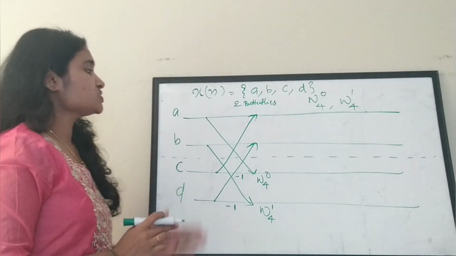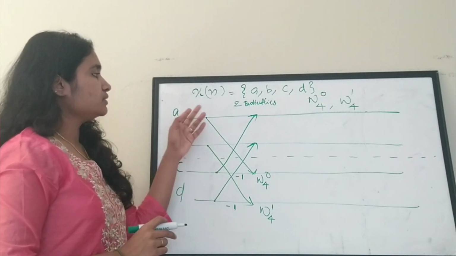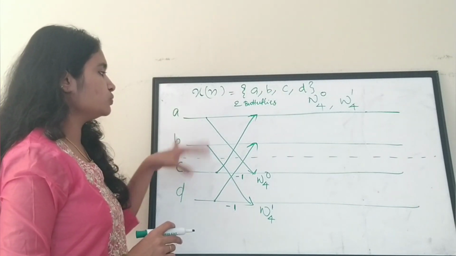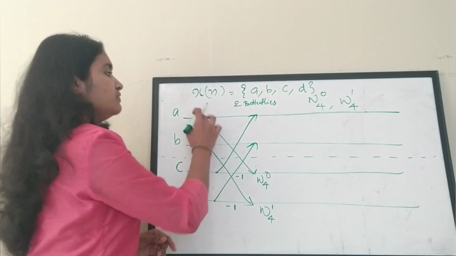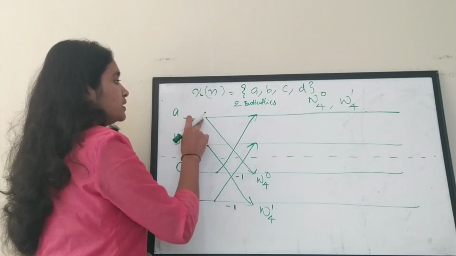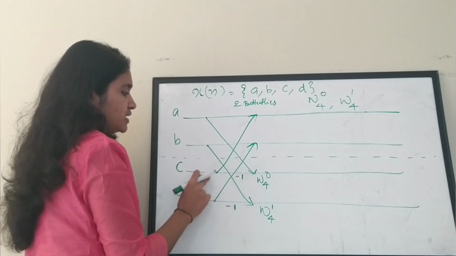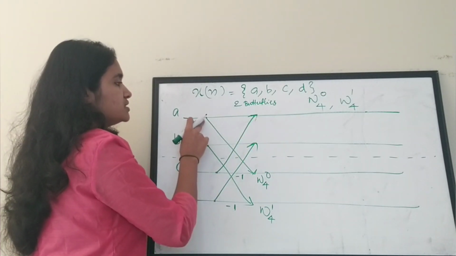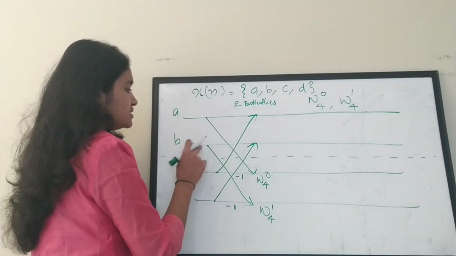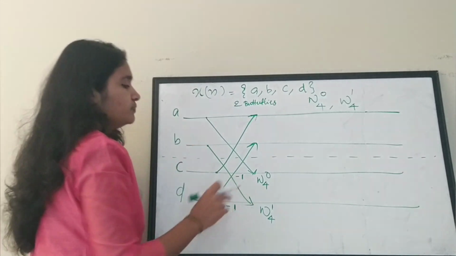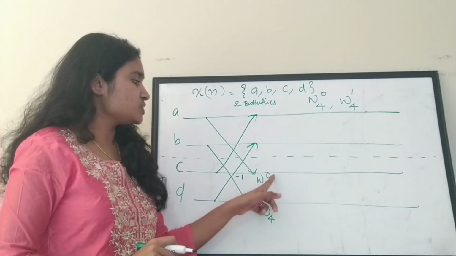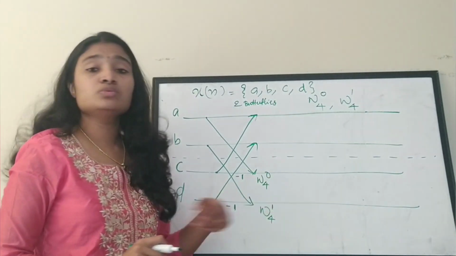I hope it is clear. So there are 2 butterflies and we have made a pair of 2, that is A and B, C and D, and we have drawn diagonals from C to A and then D to B, and this diagonal from A to C. We have drawn here from C to A, right? So there is a return from A to C, and for this D to B, there is a return from B to D, and the end weight is W4 raised to 0, W4 raised to 1. Those are the 2 twiddle factors.